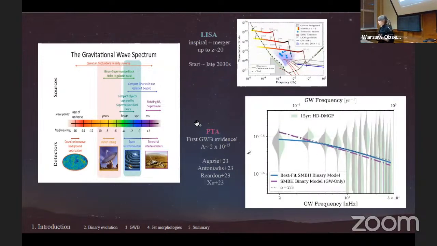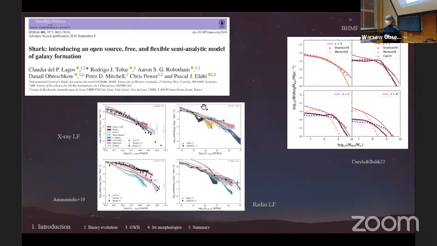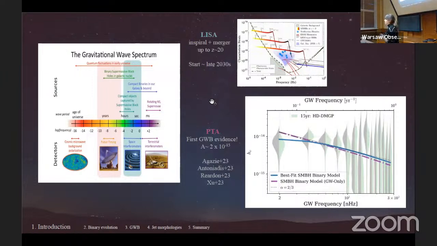And actually, it seems that we are already seeing something in our... Sorry, I had to do this. We are actually starting to see something in our data. We have the first gravitational wave background evidence. The significance is still lower than 5 sigma, so we try not to say that this is the detection actually, but this is the first hint that we've been waiting for over 20 years.